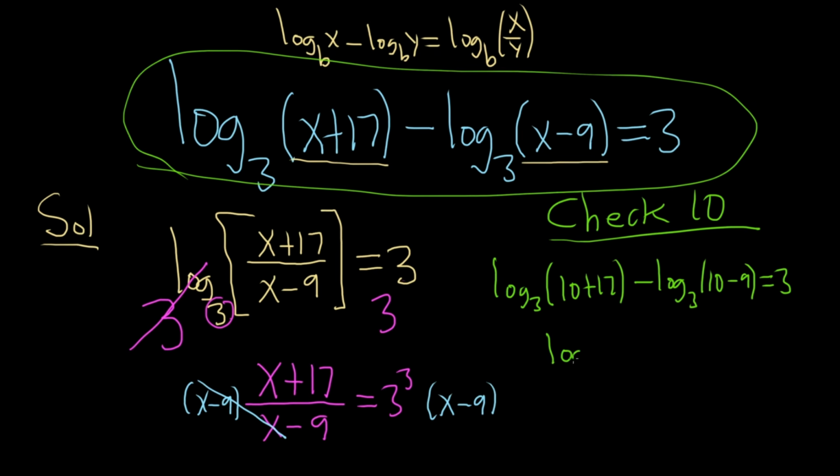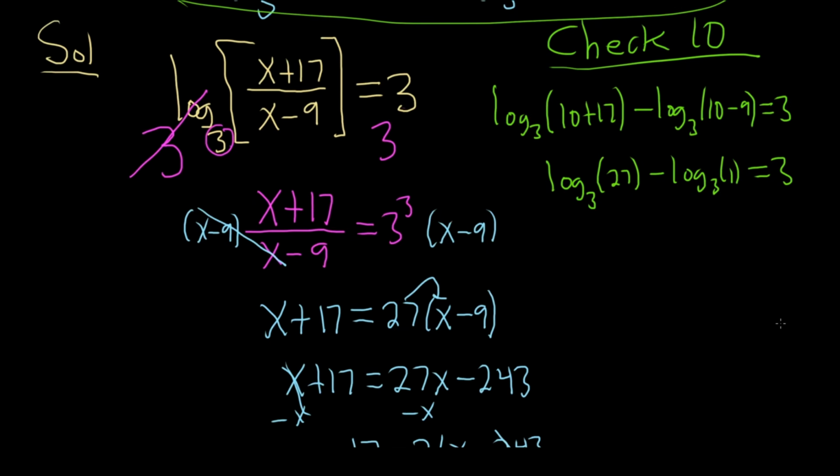This is log base 3 of 27 minus log base 3 of 1. And this should be equal to 3. So let's see. Log base 3 of 27, how do you do this? You look at this and you say, okay, 3 to what power is 27? So 3. Minus log base 3 of 1. How do you do that? Well, you ask 3 to what power is 1? 0. So 3 minus 0 is equal to 3. So 3 is equal to 3. Yep, so that's the answer. So 10 is actually the answer.